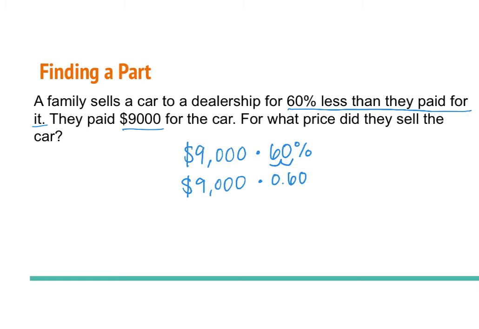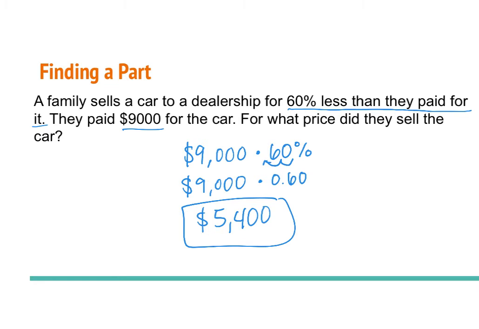0.60. Why? Because we moved the decimal place over 2 spaces. So it becomes 0.60. Now we can multiply, and what we're going to get is 9,000 times 0.6, $5,400. So they sold it for $5,400. Now, is that what they're asking for? Yes. What price did they sell the car for? $5,400. So, I'm sorry, that's not what they're asking for.